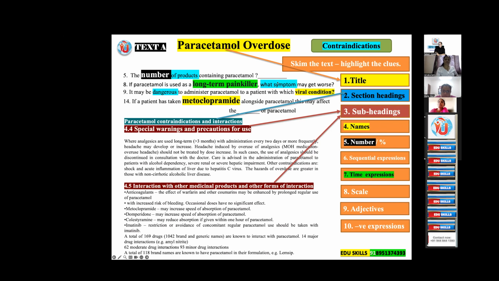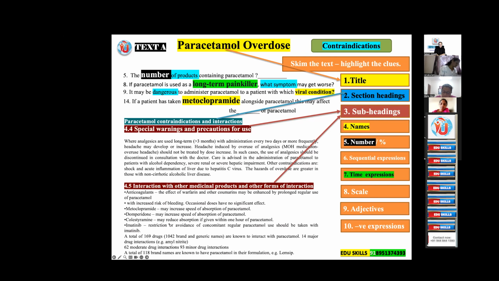Definitely a symptom is going to be the answer, right? So you have to look for a symptom. And the ninth one: it may be dangerous to administer paracetamol to a patient with which viral condition. So which viral condition? The name of a viral condition will be the answer. So you have to look for only a viral condition. Here again, you have the name of the medication. So if a patient has taken metoclopramide alongside paracetamol, this may affect dash the dash of paracetamol.